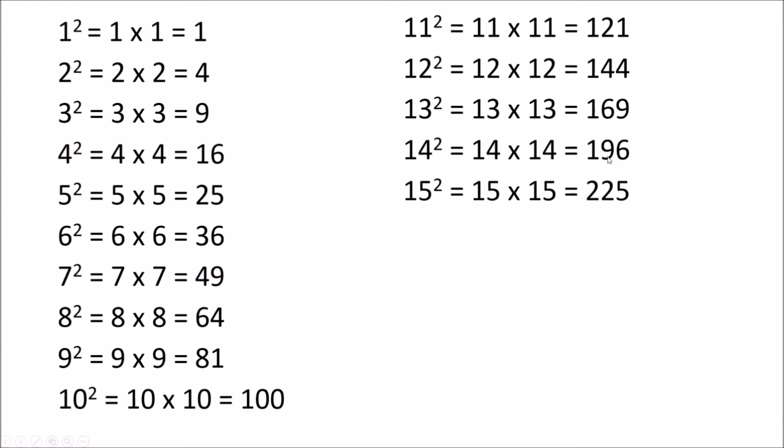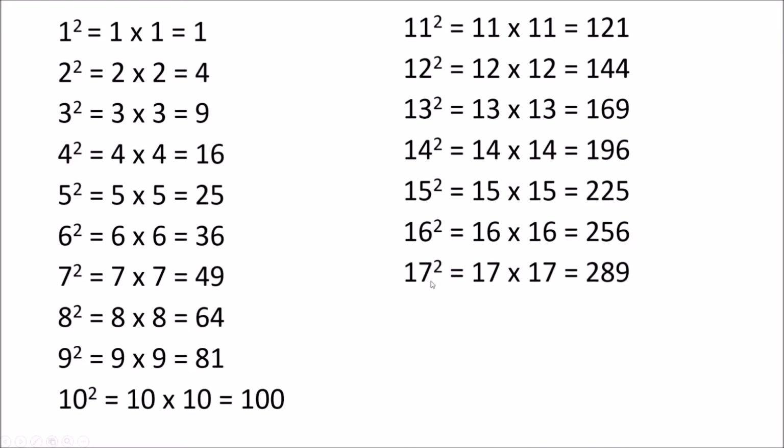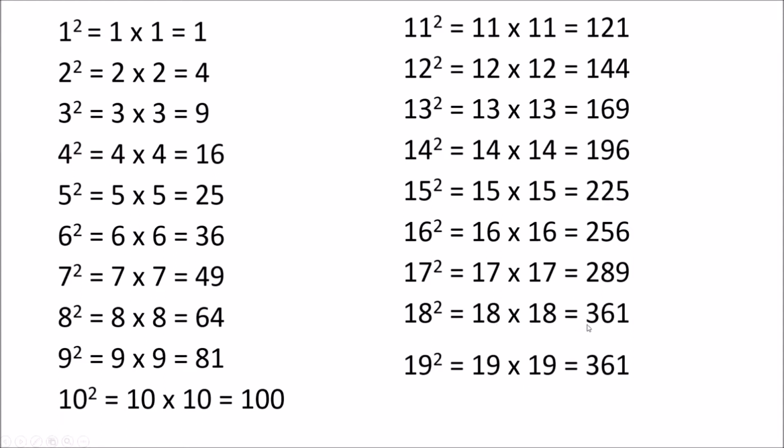15 squared is equal to 15 times 15 equals 225. 16 squared is equal to 16 times 16 equals 256. 17 squared is equal to 17 times 17 equals 289. 18 squared is equal to 18 times 18 equals 324.